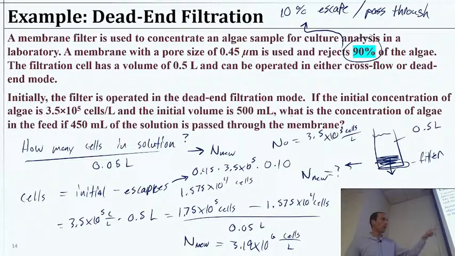So here, if we take a look, we started with 3.5 times 10 to the 5th, and we ended with a little less than 3.5 times 10 to the 6th. So 3.2-ish. All right, so that's kind of the point of this problem.